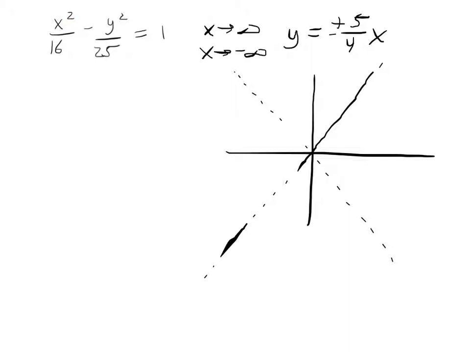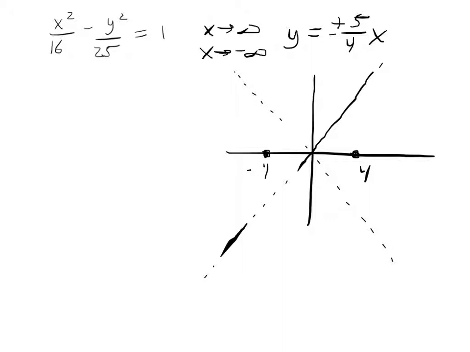4 squared or negative 4 squared over 16 is 1. So (4, 0) and (negative 4, 0) are going to be points here on the graph. Here's my (4, 0). Here's my (negative 4, 0). And so clearly, if those points are there, then I'm going to know that this is a hyperbola which opens left and right.